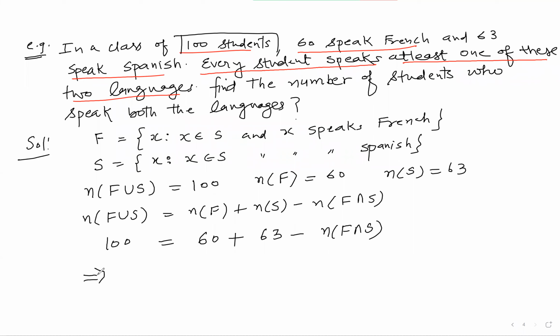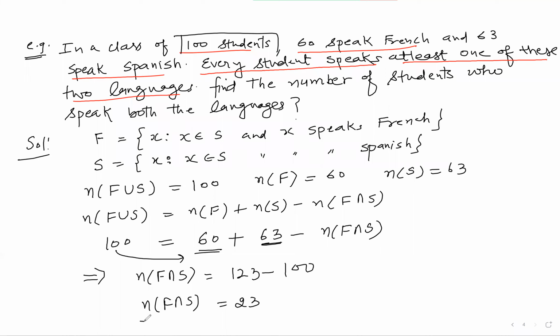Now simplify this expression. When we transpose the sides, we get F intersection S as 60 plus 63, which is 123, minus 100. So it gives 23, meaning 23 students speak both the languages. I hope this concept is very much clear to you all.